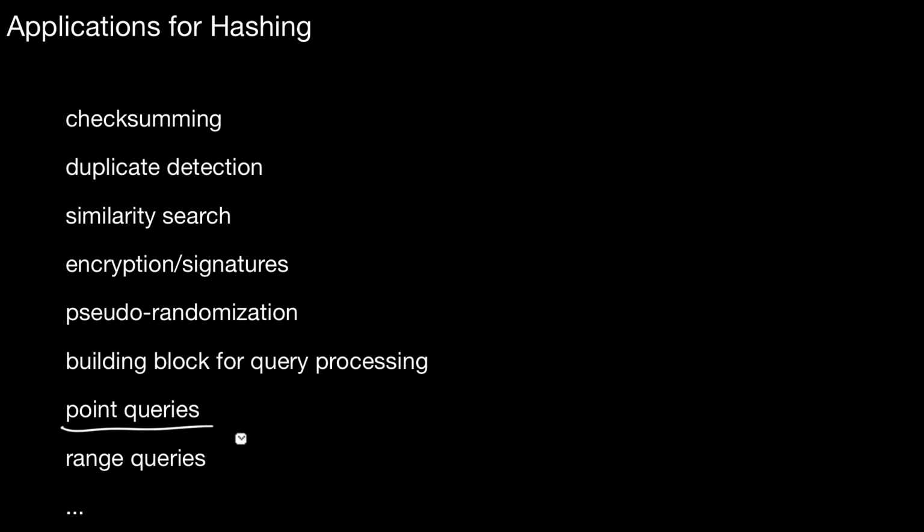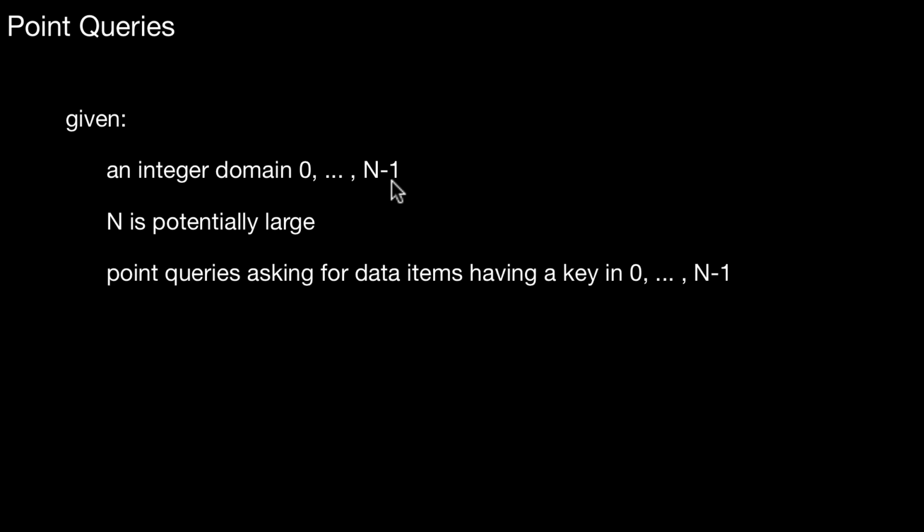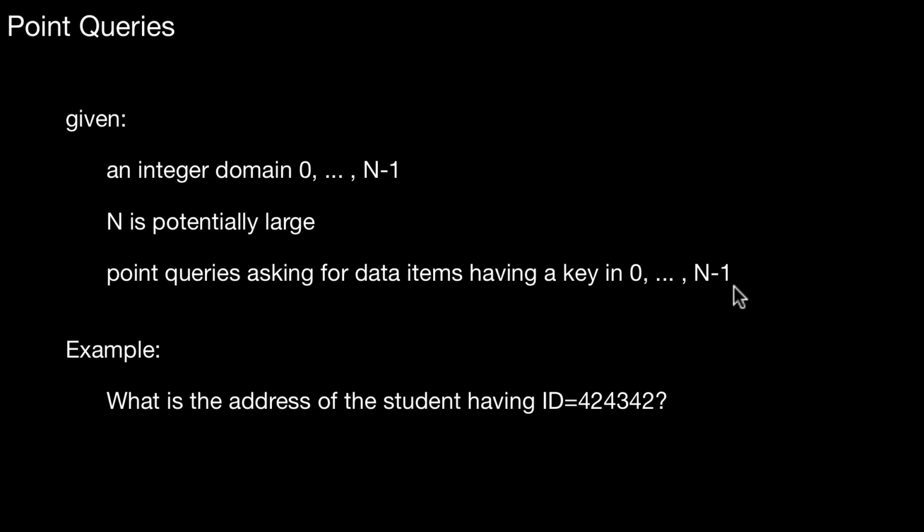What is a point query? Let's define it briefly. Given an integer domain from 0 to n-1, so n different integers, n is potentially large, and you have point queries asking for data items having a specific key in that domain. For example, what is the address of the student having this ID, 424,342? And then the question is, how do you support this by an index?